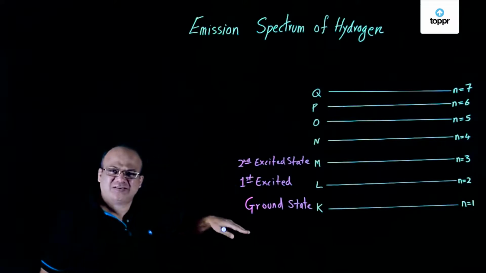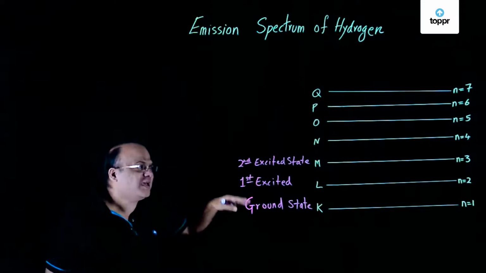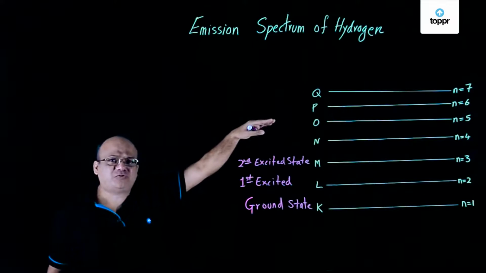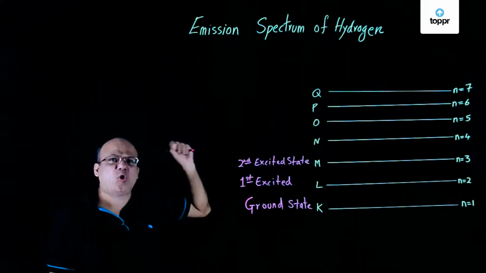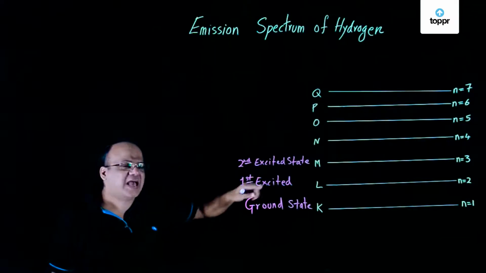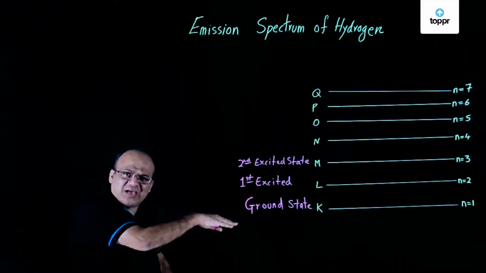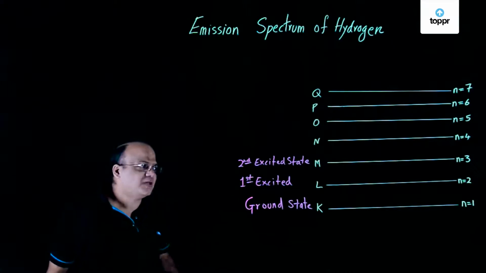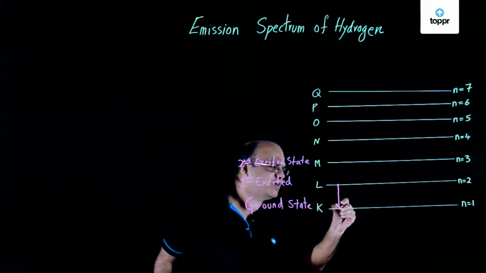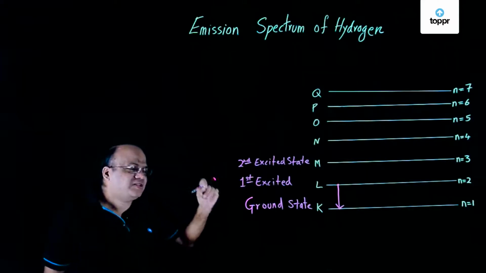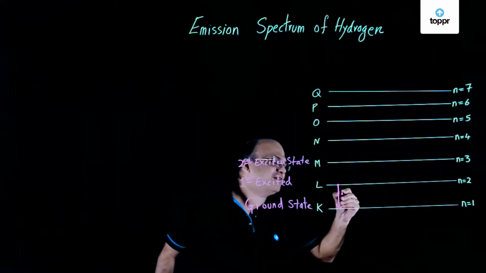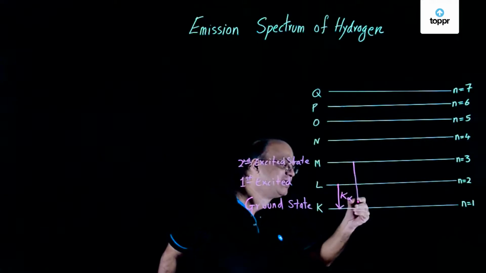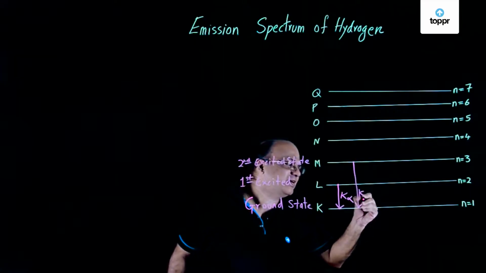K shell is the ground state. L shell is the first excited state. And then it goes on. N is called principal quantum number. When an electron moves to an excited state, it remains there only for 10 to the power minus 8 seconds. And then jumps back. And when it jumps back, it emits a radiation having energy equal to the energy difference between the levels. So the electron jumps from here to here. We'll get a particular wavelength of radiation. That is K alpha. This is called K alpha radiation. Jumping from second level to ground state, that is K beta.